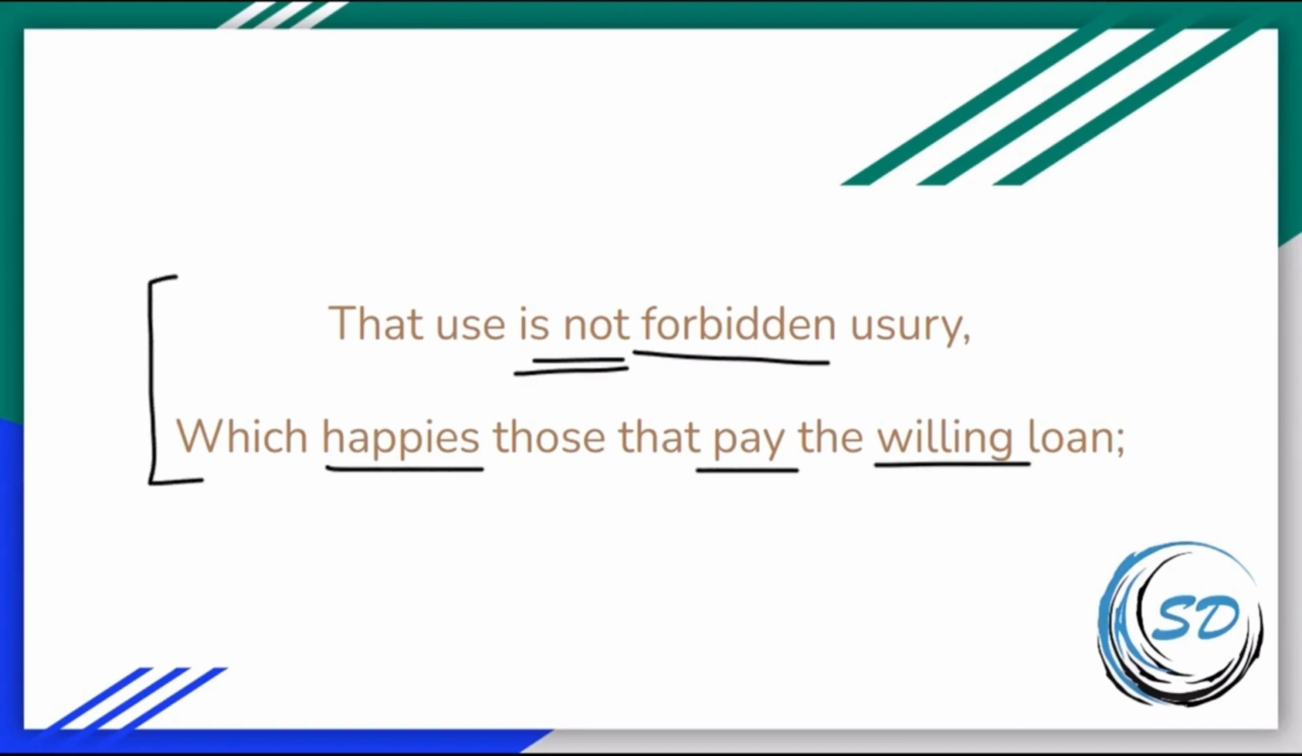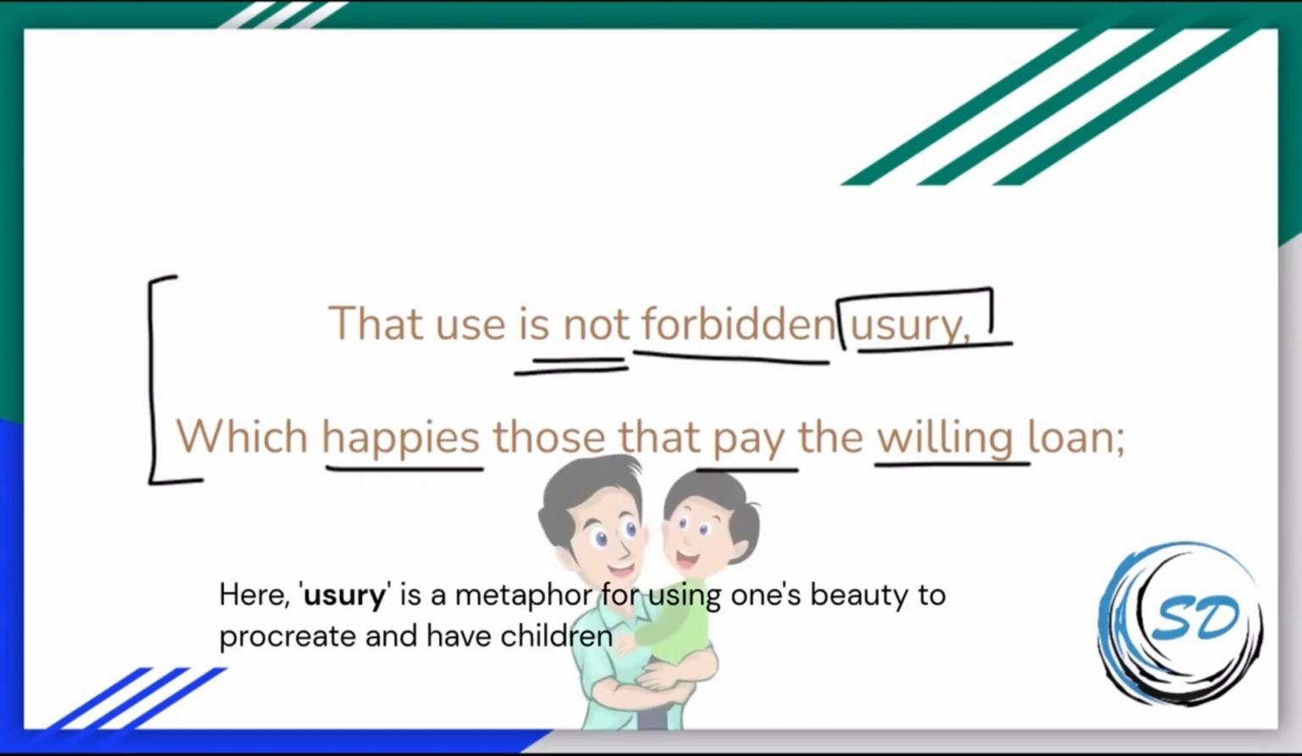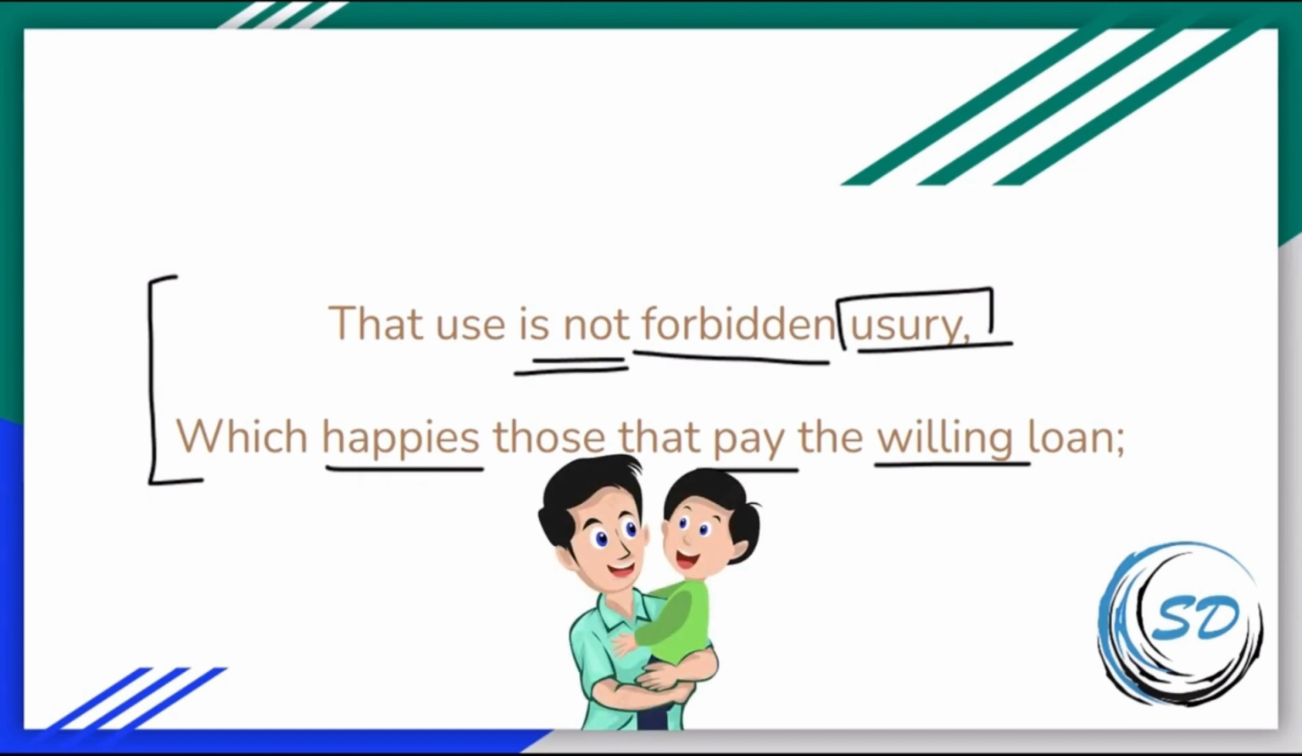Here, Shakespeare introduces the concept of usury, which usually implies exploitation but, in this context, refers to the act of procreation. He presents a contrasting perspective, suggesting that the use of beauty to create new life through procreation is not forbidden usury. Instead, it is a willing loan that brings happiness and fulfillment to both the giver and the recipient.